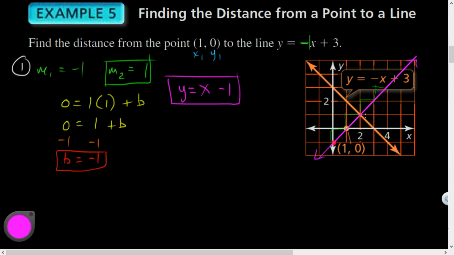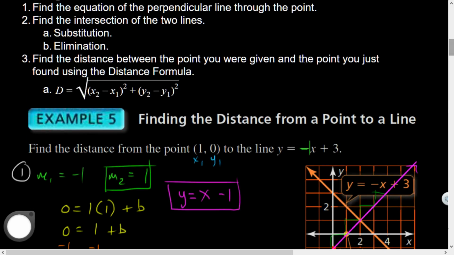Now the next thing I've got to do is find out where is that intersection. Now I realize in our example here, especially since I have the graph and it lands on a lattice point, you could just read that intersection probably pretty easily, but I'm going to do this algebraically because we're not always going to have a graph and it's not always going to land at a pretty point. So it says find the intersection of the two lines, and you can use substitution or elimination method.